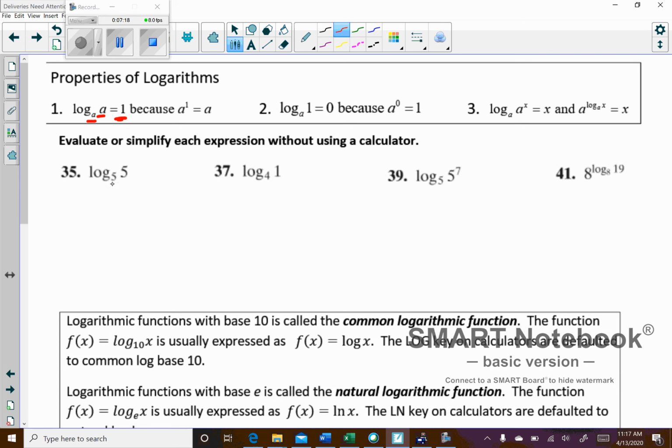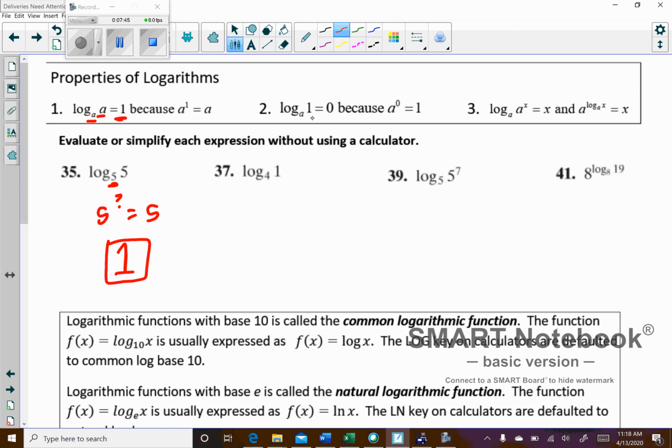So for example, right here, if you look at this, you're asking yourself 5 to what power gives me 5? Well, that's kind of silly. 5 to the power of 1 would give me the same thing in return. So 5 to what power gives me 5? Or in terms of the property, a to what power gives me a, and it'd be 1. Okay, so if these match, automatically it simplifies to a 1.